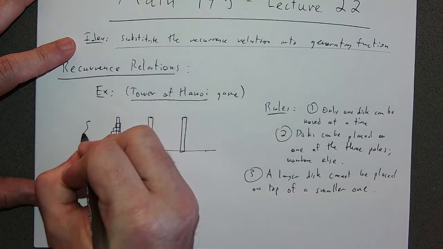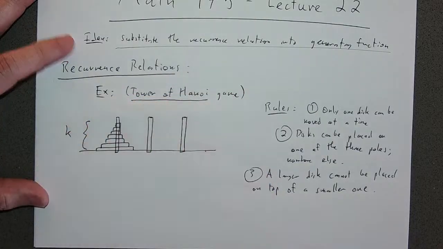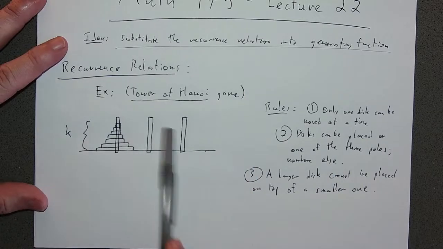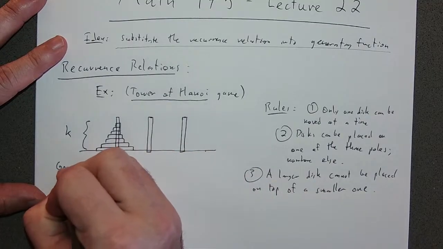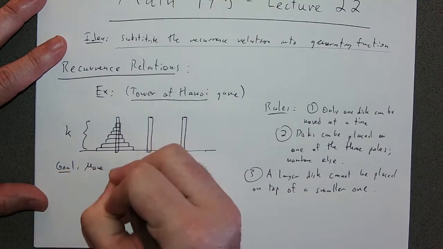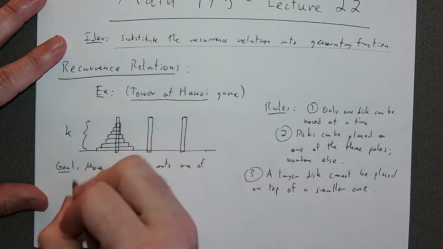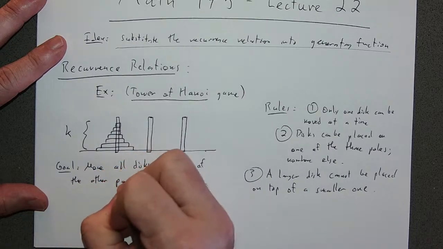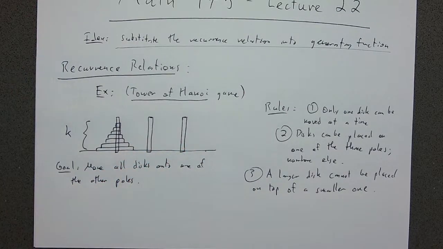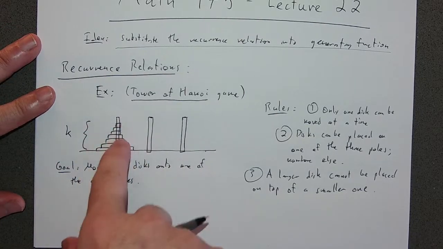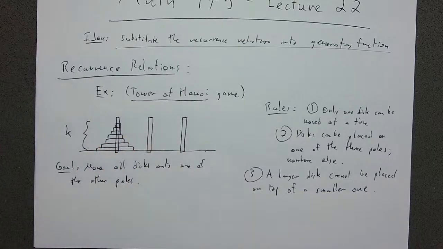Now, let's say that we have K such disks. The goal of the game is to move all of the disks onto another pole. So what we mean by this, of course, is if we call this the initial pole, this is our starting position. The goal is to move all of these disks in this manner to one of the other poles, following these rules at every step.